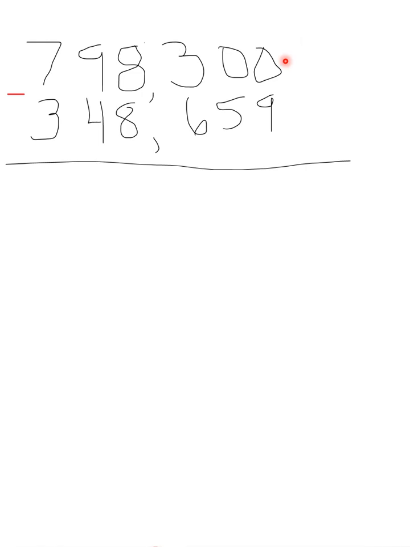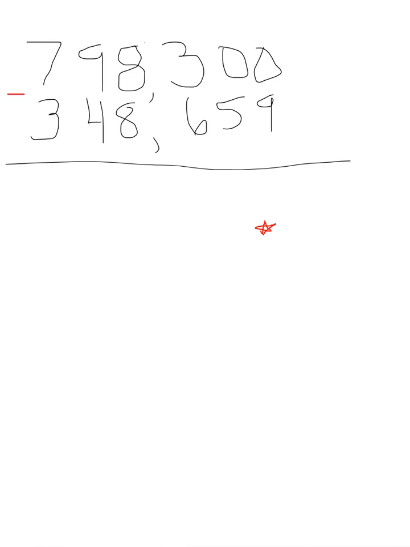I can't take 9 from 0. I can't take 5 from 0. You can't do it. So I can come to the hundreds, all right? And I can borrow 100 to do this. So what I could do is this.